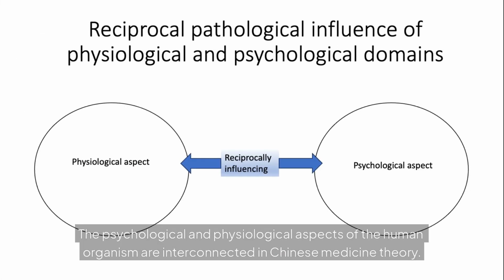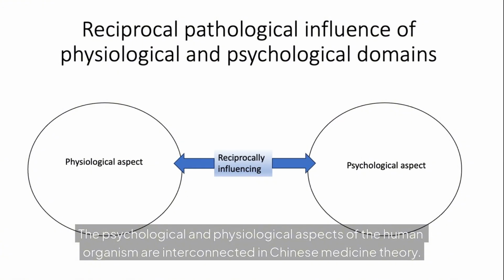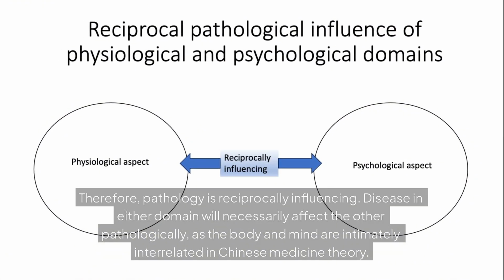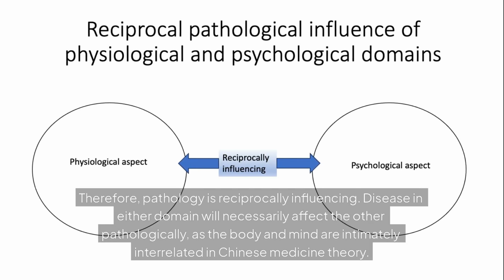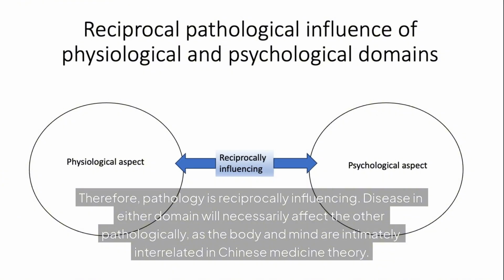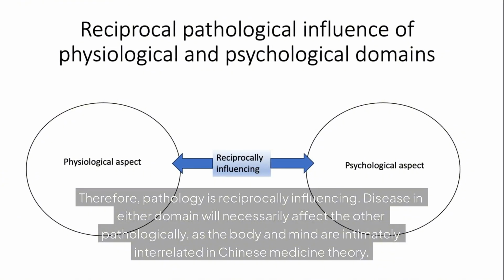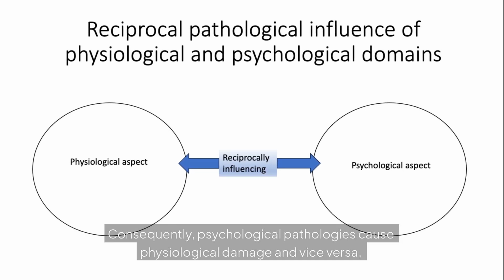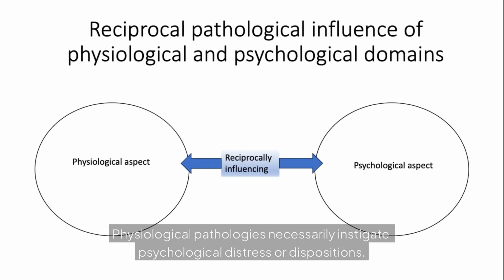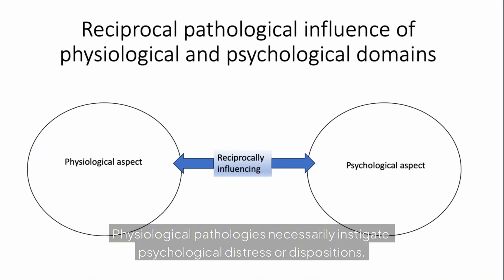The psychological and physiological aspects of the human organism are interconnected in Chinese medicine theory. Therefore, pathology is reciprocally influencing. Disease in either domain will necessarily affect the other pathologically, as the body and mind are intimately interrelated in Chinese medicine theory. Consequently, psychological pathologies cause physiological damage, and vice versa. Physiological pathologies necessarily instigate psychological distress or dispositions.